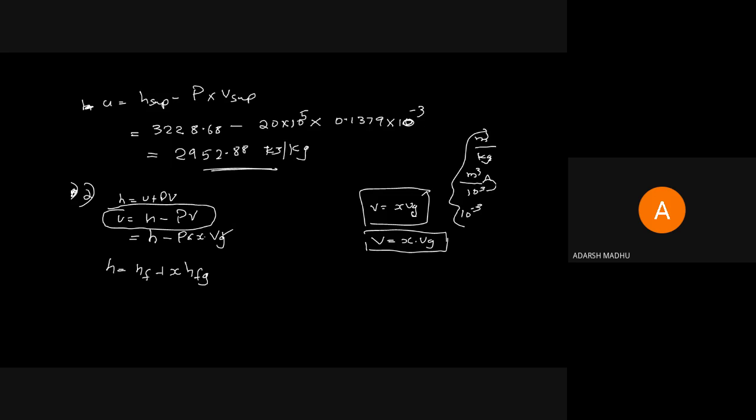So it's a simple problem. HF is 908.6 plus X is 0.9 into 188.6. 908.6 plus 0.9 into 188.6 is 2608.34 kilojoule per kilogram. Right?